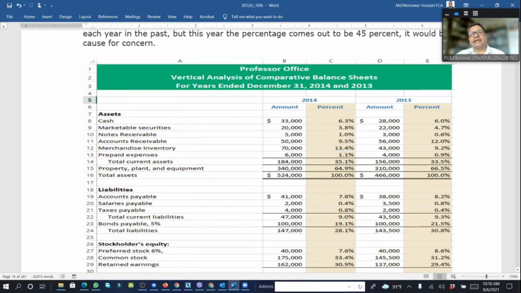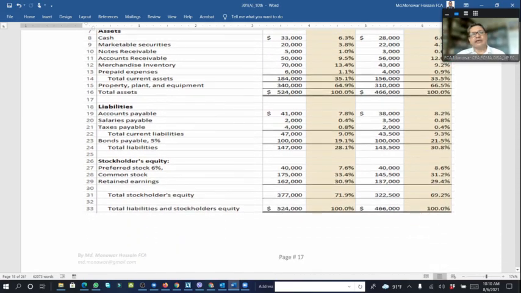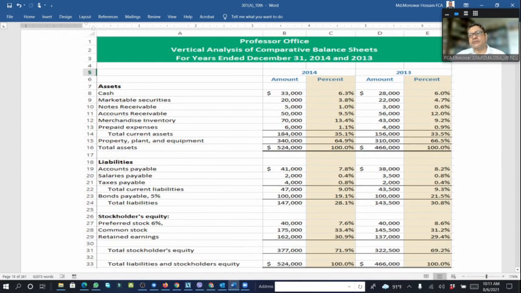So here cash is 6.3%, here 6%. So here is an increase in cash. And same way, if we see the liability, accounts payable. In the year 13, payable was 8.2% of total liability. But here payable is 7.8% in the year 14. So what is happening is that our payable reduced due to payment of the amount.